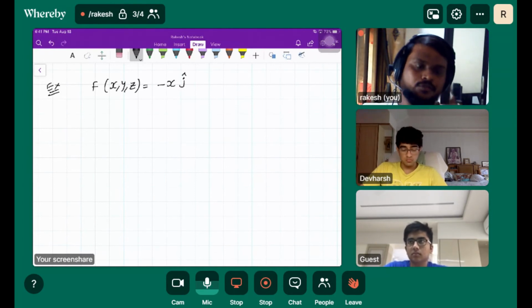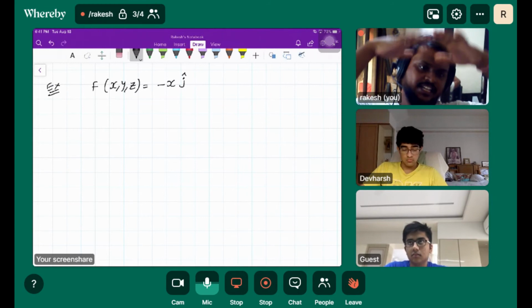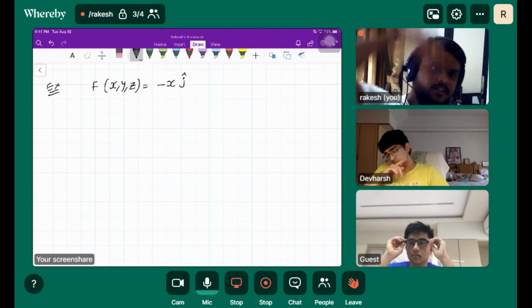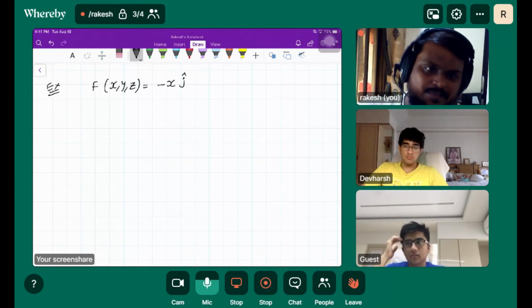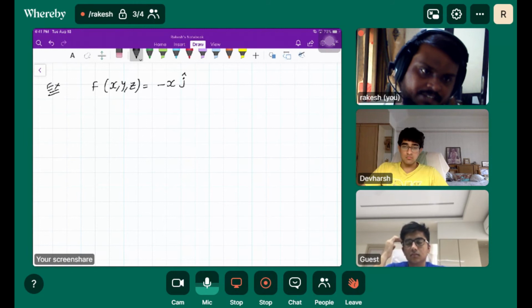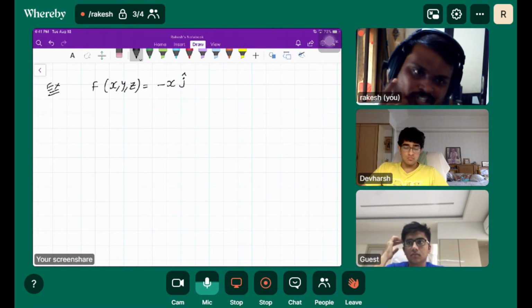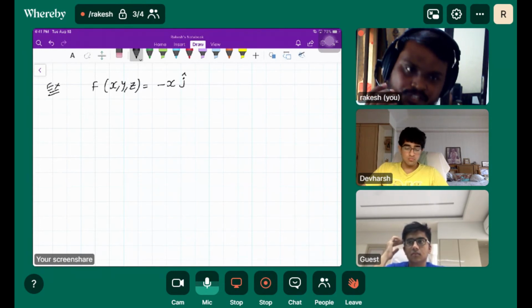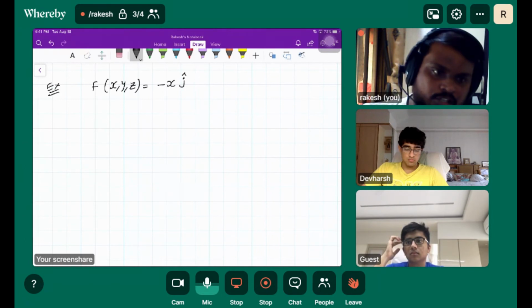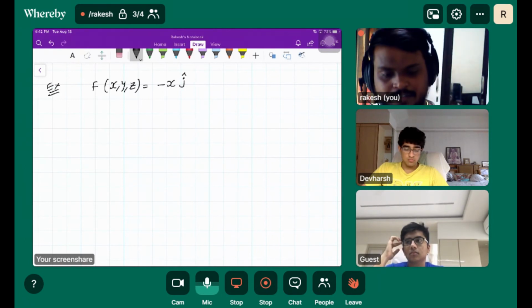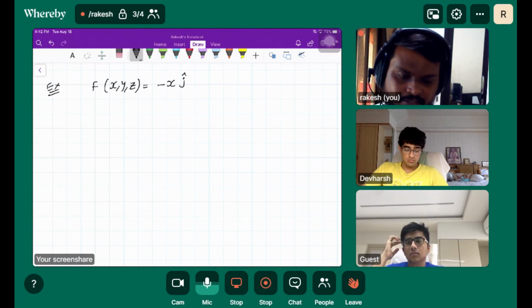So if I try to draw the vector field on the xy plane, since it is the same along the z axis, if you look at the vector field from the top of the z axis, it seems similar at every height, because it is independent of z. So let's draw the vector field here on the xy plane to understand it in a better way.